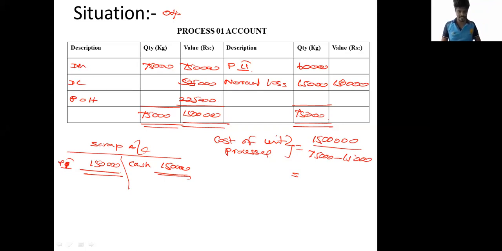Here another point is there. I will note that. Here the thing is, by selling this normal loss, we can earn 150,000. That tailor can sell the wastage and that earning can be used to cover the cost of that particular work.